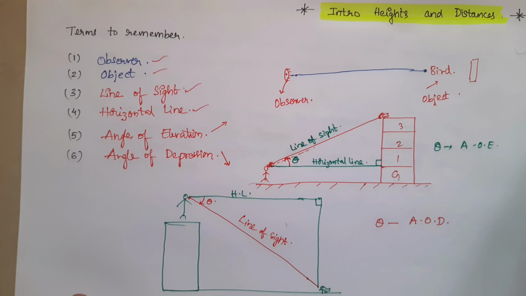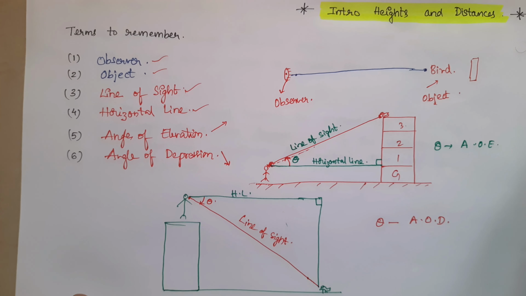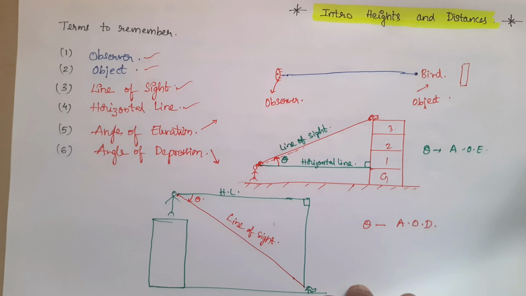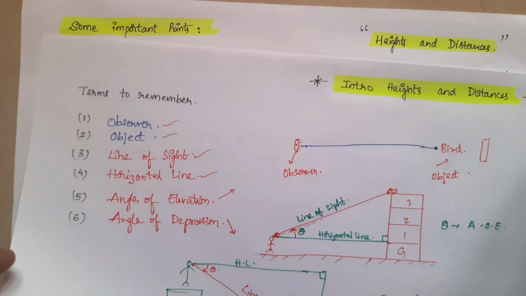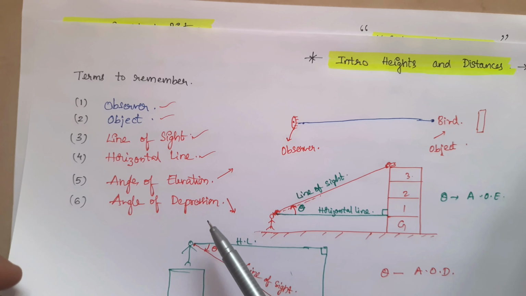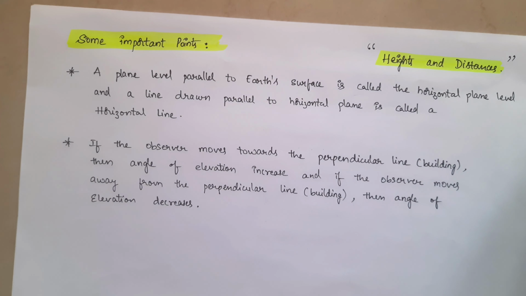So hope you understand the concept of line of sight, horizontal line, angle of elevation, and depression. Now there are some other important points you need to remember before starting the problems of heights and distances. These points are based on line of sight, horizontal line, angle of elevation, and angle of depression, but note down these points. This will be very helpful for you.